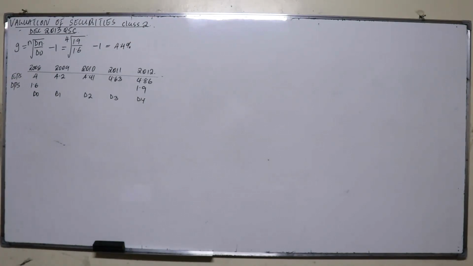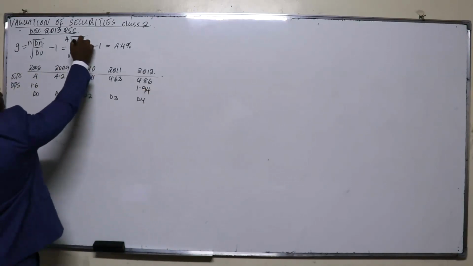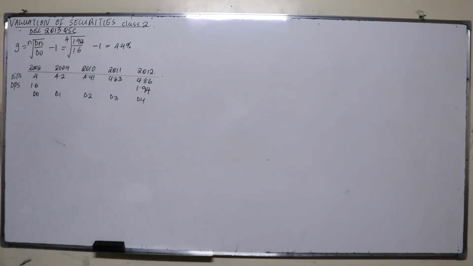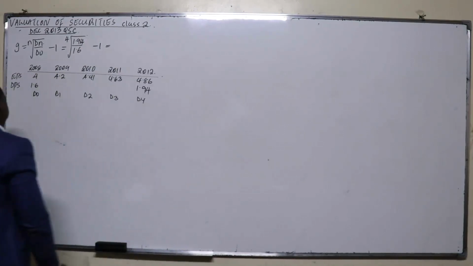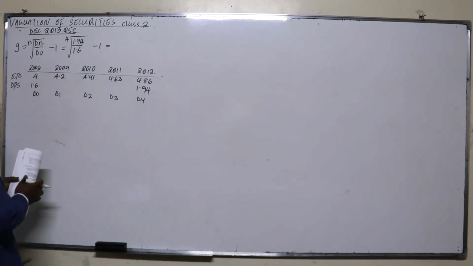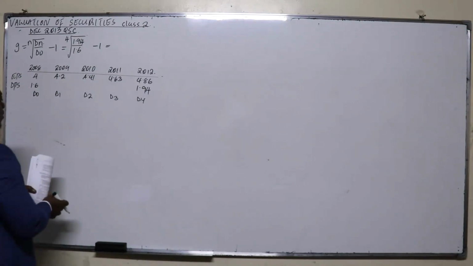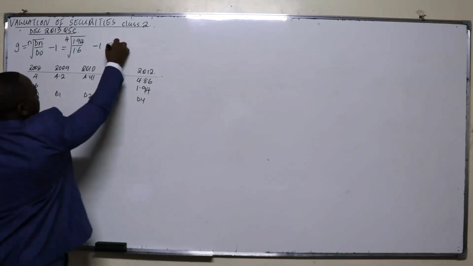If you're getting 4.4, now the last one was it 1.9? Yes. 1.9. Yes, dividend is very important. Can you change this one? 1.94. You are still getting? 4.9, which is approximately 5%.